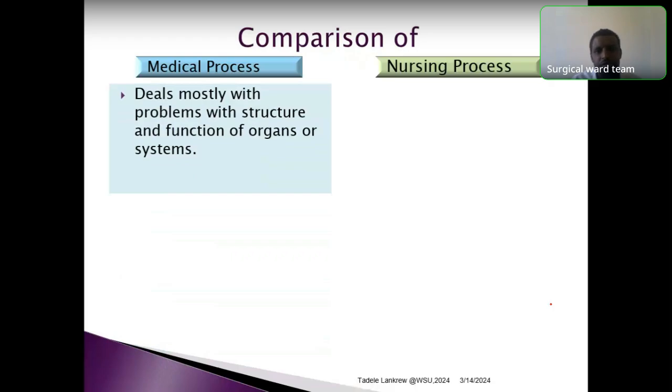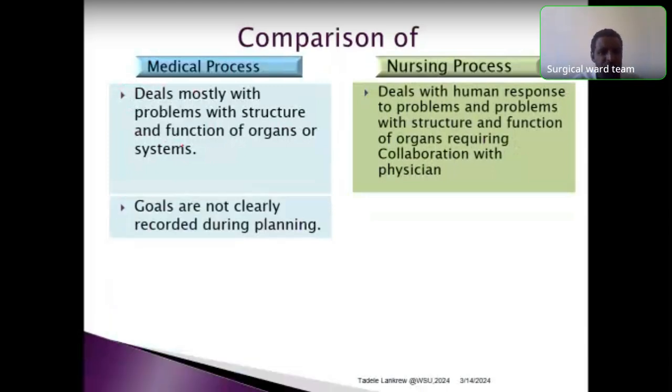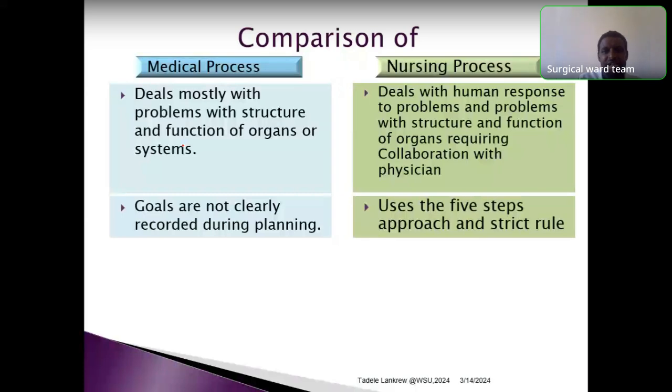You can read it. Here you see the comparison between the medical process and the nursing process. The medical process deals mostly with the problem. It focuses on problem response. The nursing process deals with human response as well as problem response. In the medical process, goals are not clearly recorded during planning, but in the nursing process there is a strict rule, and there are 5 steps to manage that problem.